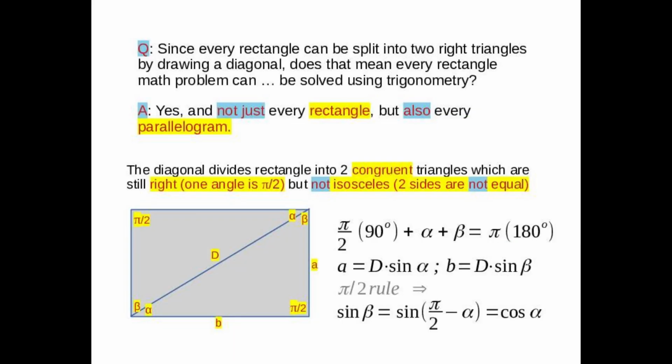The first question: since every rectangle can be split into two right triangles by drawing a diagonal, does that mean every rectangle math problem can secretly be solved using trigonometry? Answer: not just for rectangle, even broader. In this video, we will go as far as parallelogram.